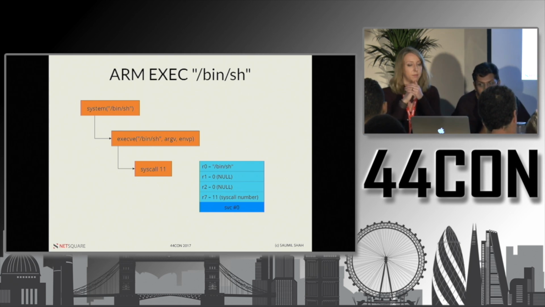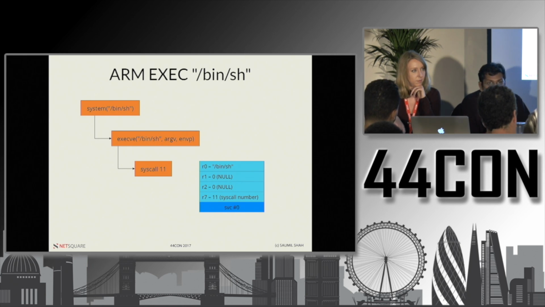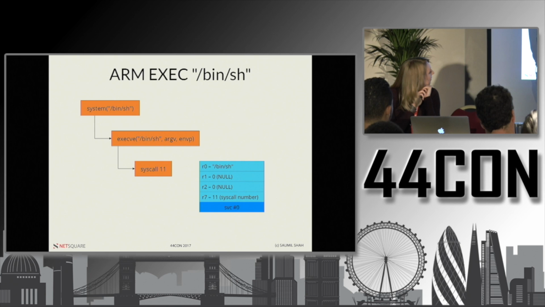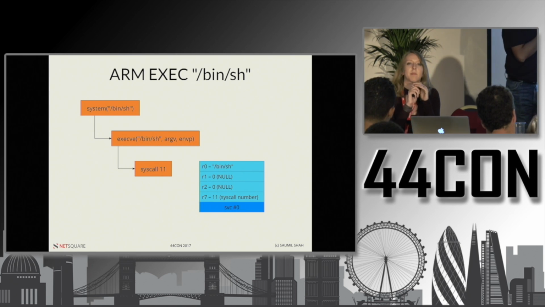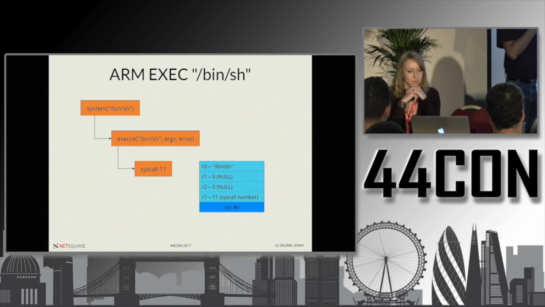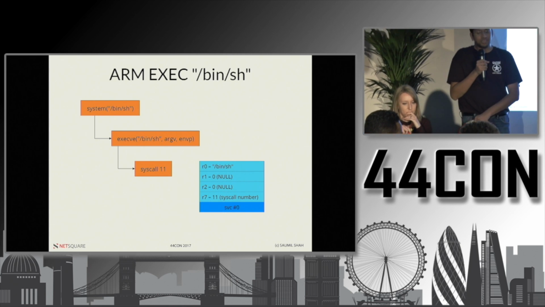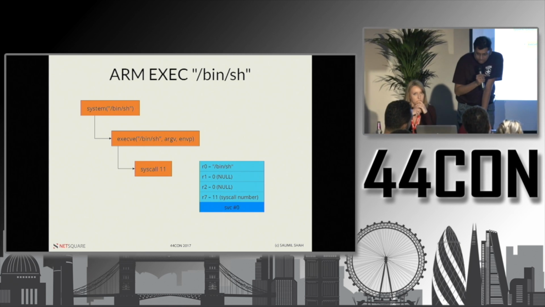What should our assembly look like? These 3 are easy. Move R1, 0, move R2, 0, move R7, 11, and svc 0. So hey, you got 4 out of 5, not bad. This is 1. Keep that in mind as we go ahead.